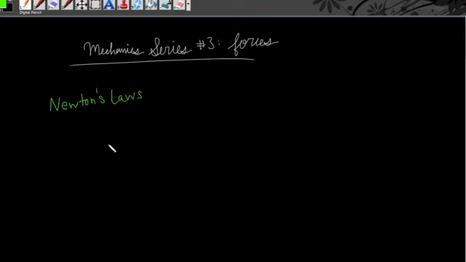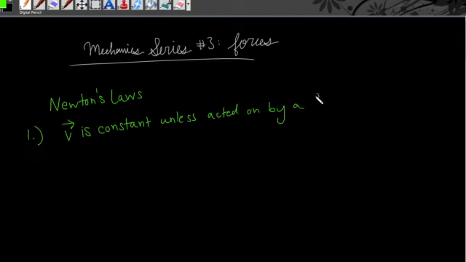Honestly, I feel some of them are kind of redundant because they're all basically just restatements of each other. So the first law is that a body moves with constant velocity, which may be zero, unless acted upon by a force. So the velocity is constant unless acted on by a force. And keep in mind that this is velocity, not speed.